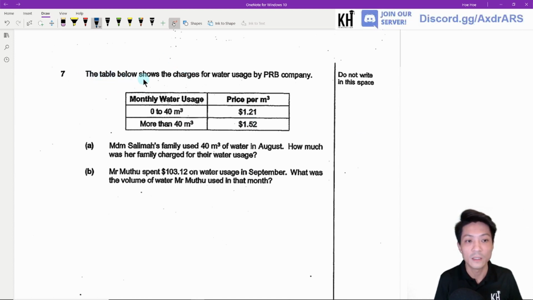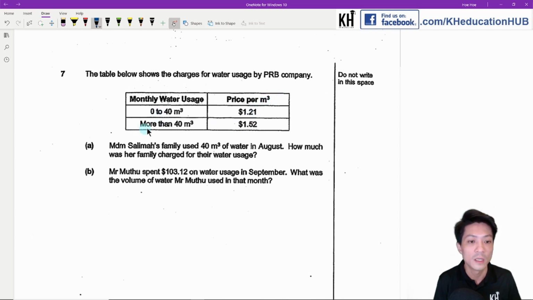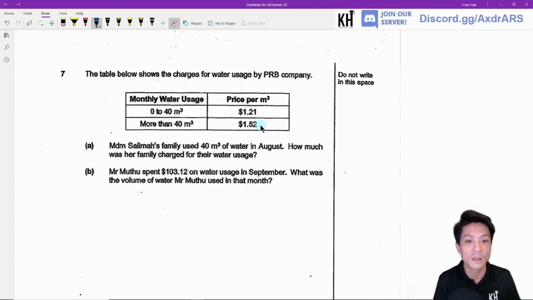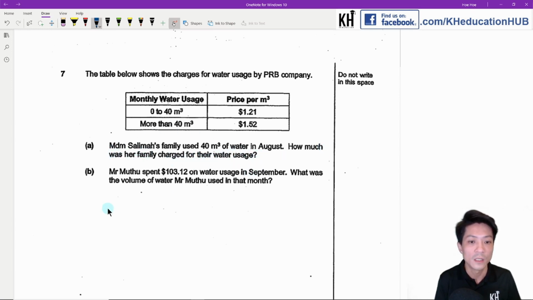Okay, question 7. The table below shows the charges for water usage by PRB company. Water usage from 0 to 40 cubic meters will be priced at $1.21 per cubic meter. Anything more than 40 cubic meters will be $1.52 per cubic meter. Part A, Madam Salima's family used 40 cubic meters of water in August. How much was her family charged for their water usage?